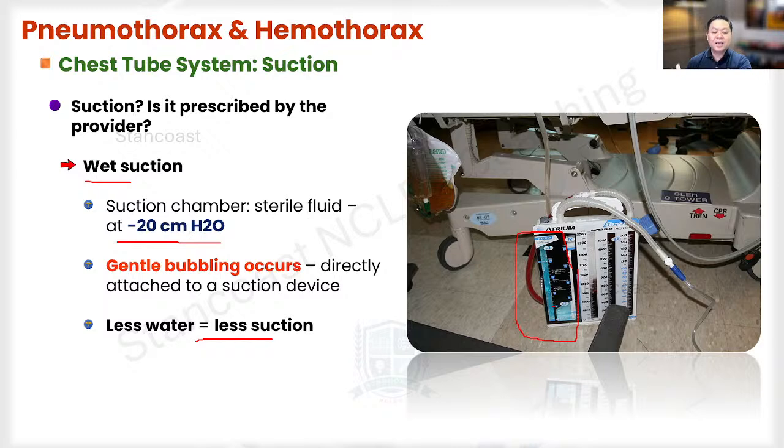So again, you really need to pay attention. Make sure that you will keep checking the water level at least every 1 to 2 hours. Because again, with the amount of suction that the doctor has ordered, it can possibly dry up the chamber rapidly. So again, make sure you do this every 1 to 2 hours to make sure that we have the correct water level.